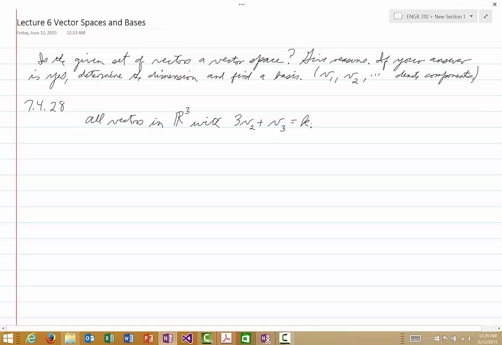So let's make sure now we understand exactly what they're talking about. If we're using V1 and V2, etc., to denote the components, then the typical vector in R3 would be V1, V2, V3. In this problem, we are considering those vectors in R3 that satisfy this equation, 3v2 plus v3 is equal to k. So we're not considering all vectors in R3, we're only considering those that satisfy this equation. And the first question is, is the given set of vectors a vector space?